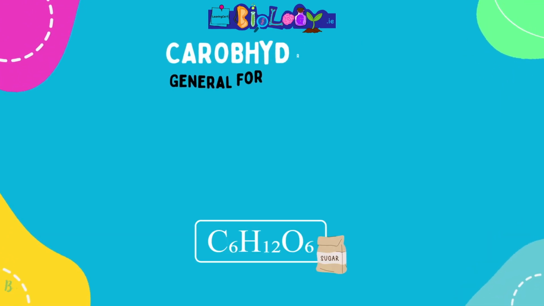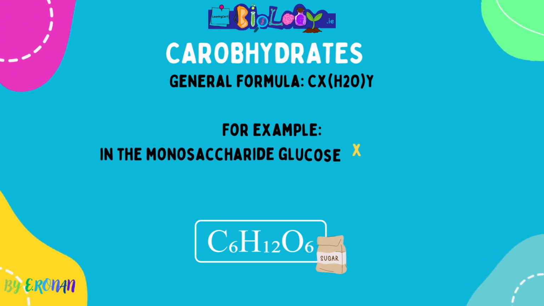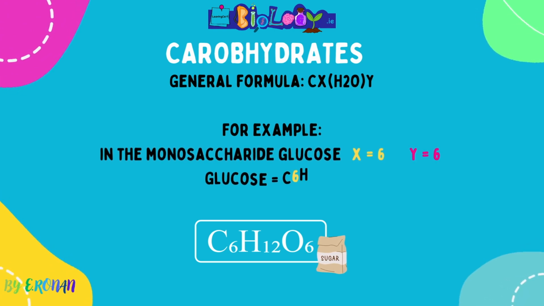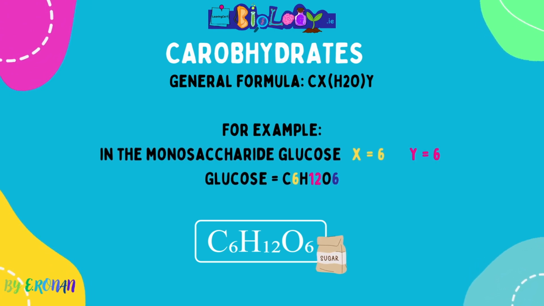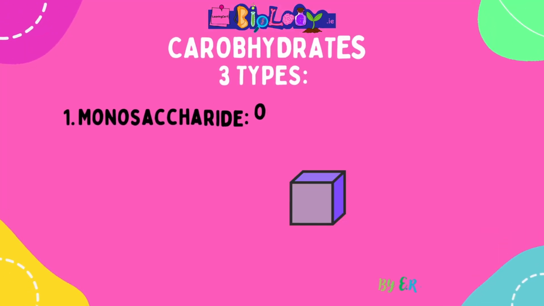Let's have a look at some examples and some types of carbohydrates. We have the general formula for carbohydrates, CxH2yOy. For example, in the monosaccharide glucose, x is 6, y is 6. And remember, for every 1 oxygen, we have 2 hydrogens, so C6H12O6. That is the chemical formula for glucose. And you would have heard me say the word monosaccharide.